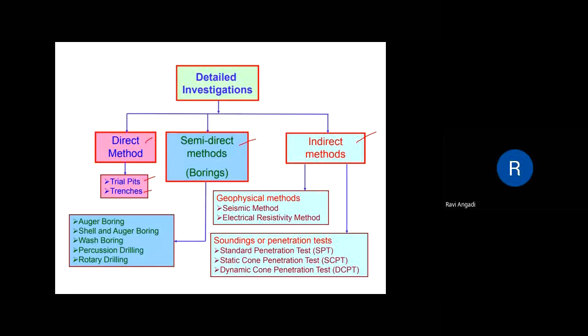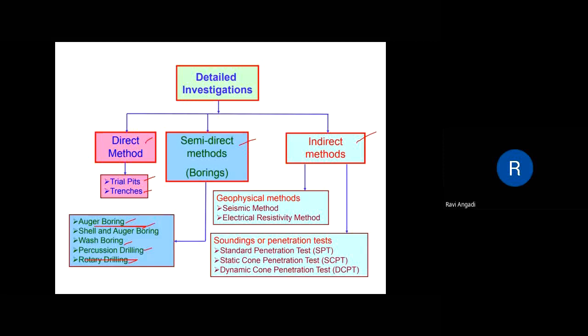And the semi-direct method is, as I said, in the form of borings, that is, drilling is done at the site. Generally the semi-direct method includes auger boring, shell and auger boring, wash boring, percussion drilling, and rotary drilling. Okay, this is the semi-direct method. And indirect methods are the geophysical methods and soundings or penetration tests.